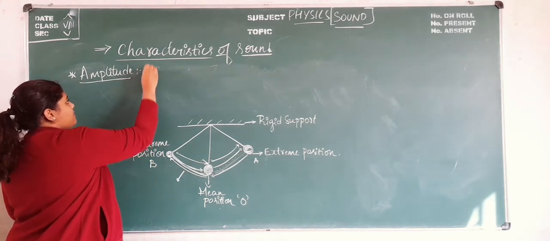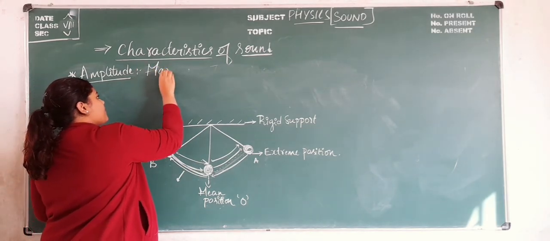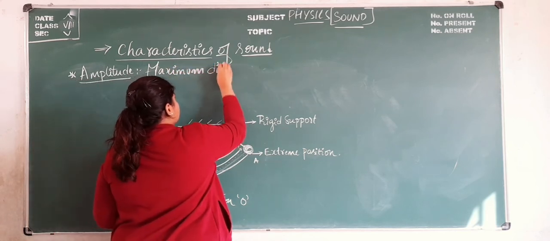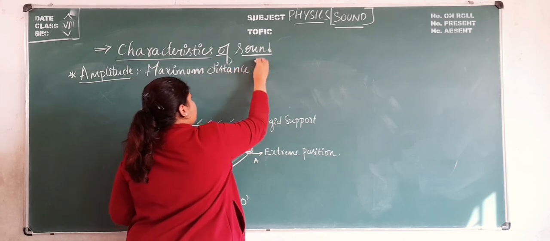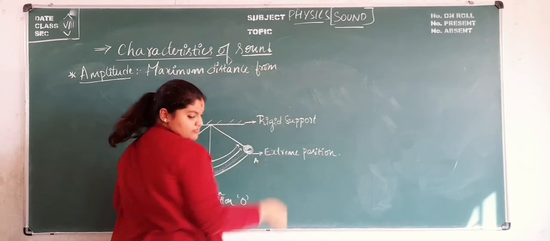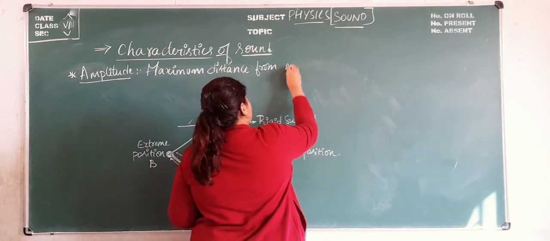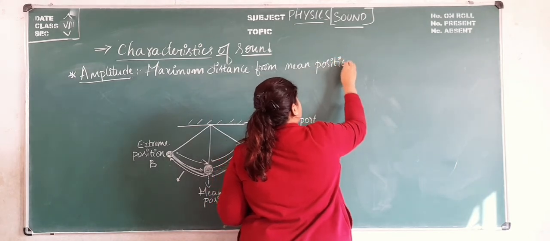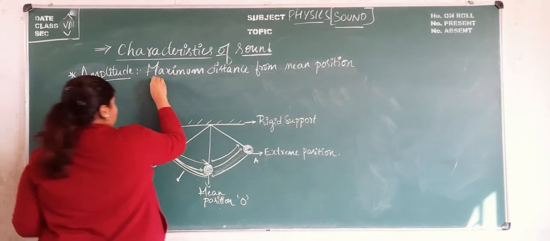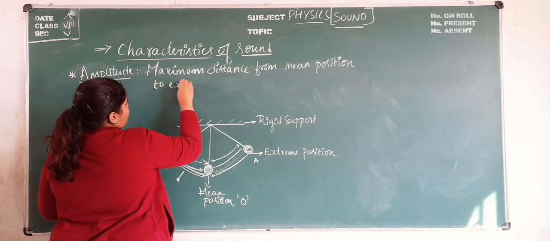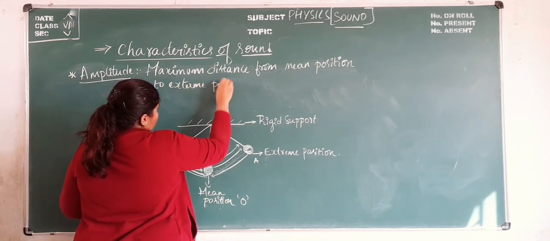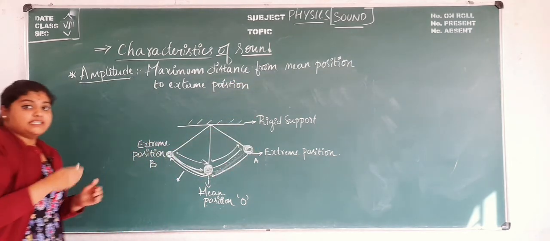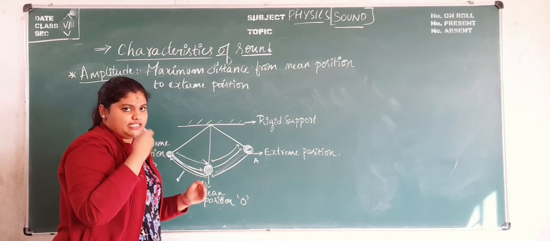So amplitude is nothing but the maximum distance from mean position to extreme position. So amplitude is nothing but the maximum distance between the mean position and extreme position.